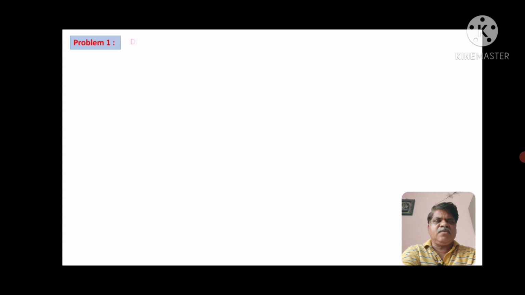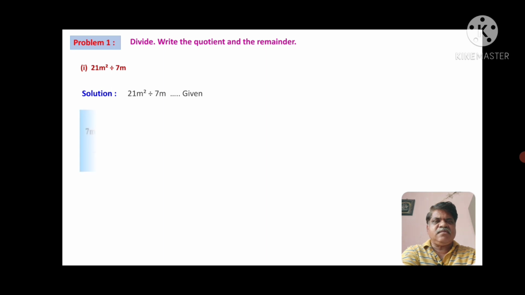Problem number 1 from this. Divide, write the quotient and the remainder. The first problem is 21m square divided by 7m. Here is the solution. Friends, you can see that 21m square divided by 7m is given. So the division can be carried out in this way.